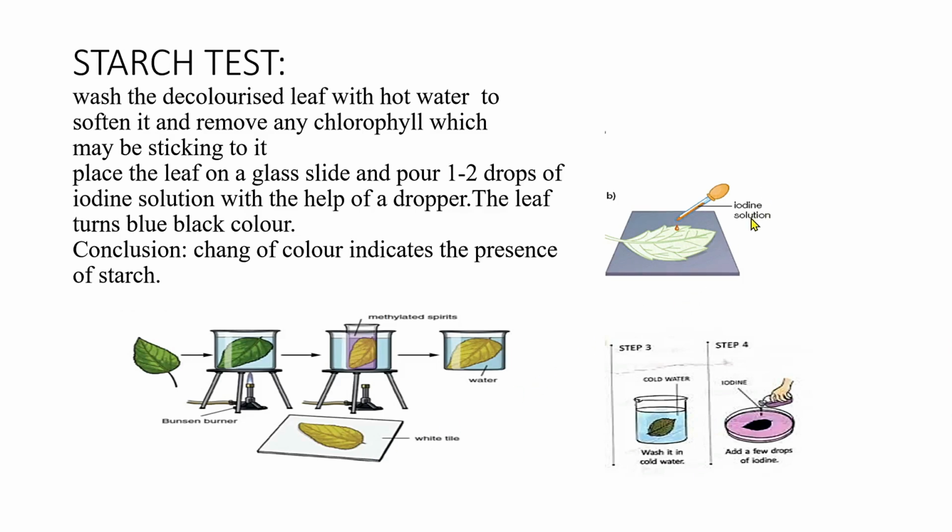Next we have to pour the dilute iodine solution on the leaf. When you pour the dilute iodine solution on the leaf, it turns blue-black in color. It shows that starch is present in the leaf. This is the conclusion: the change of color indicates the presence of starch. In this way, we can prove that the leaf is preparing food in the form of starch.